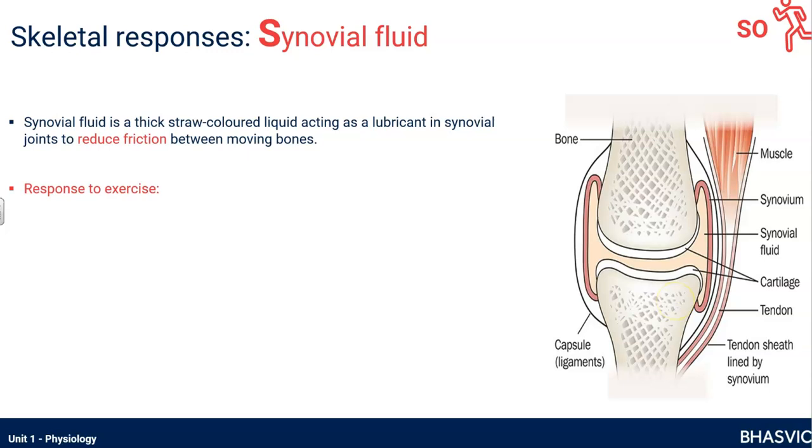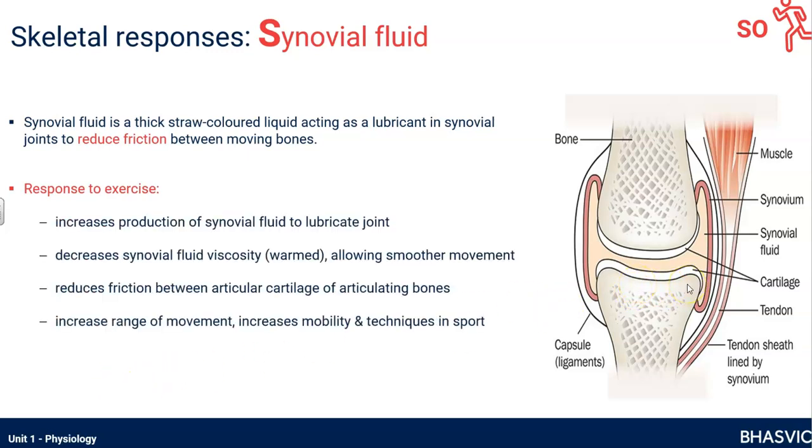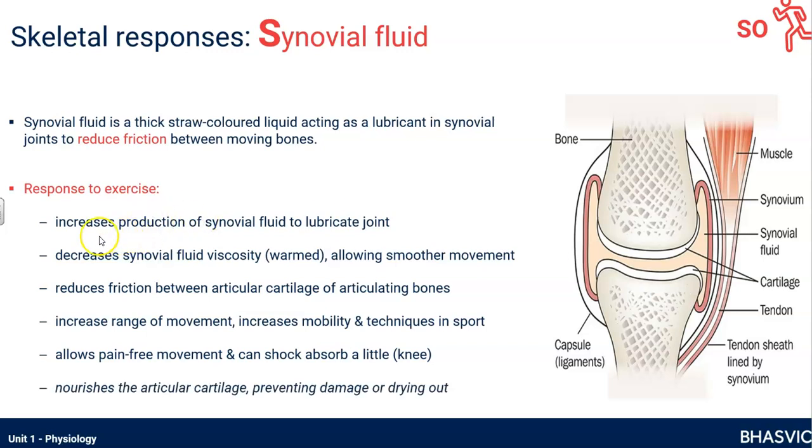But what we need to look at for the physiology unit is, when we are exercising, how does it respond? How does synovial fluid respond? What's different when we exercise to when we're at rest? Let's have a look. So we actually produce and release more synovial fluid from the synovial membrane. So more is released into the joint, which kind of makes sense. If we're going to be moving more, we want more lubricant.